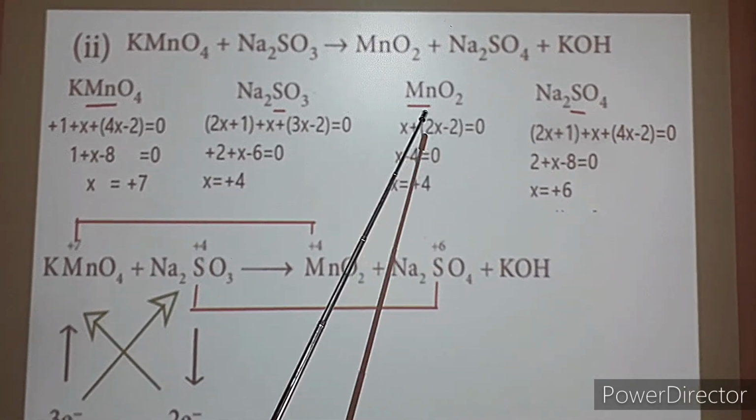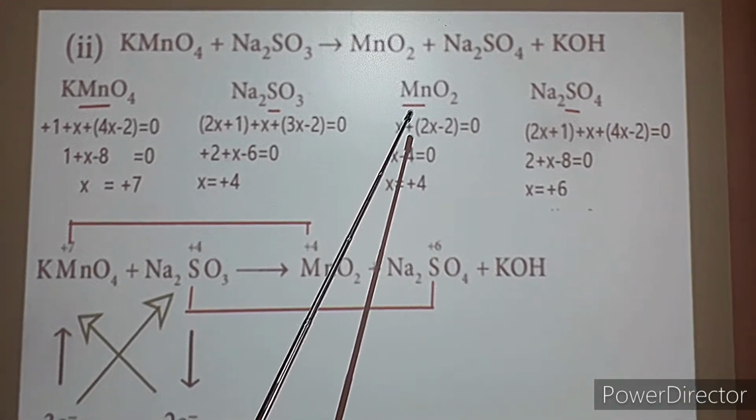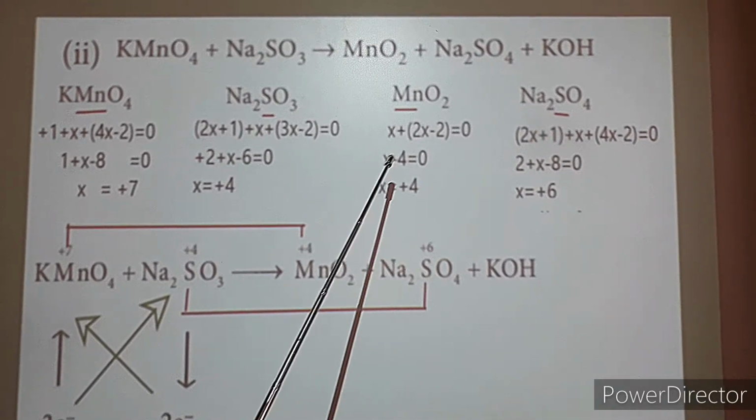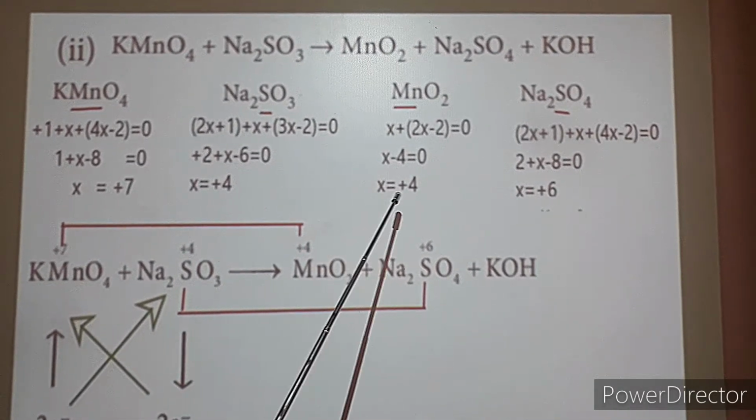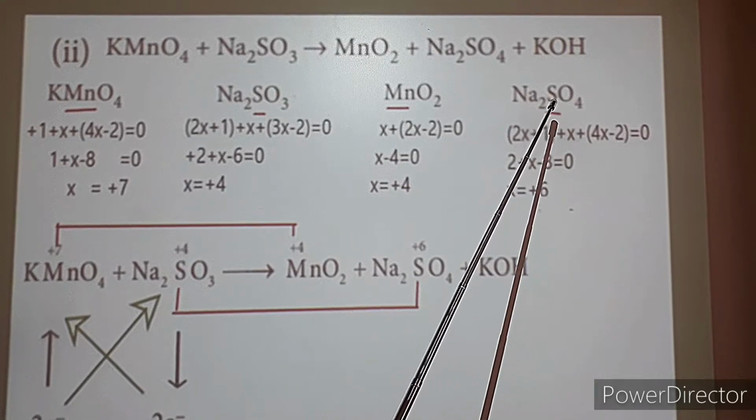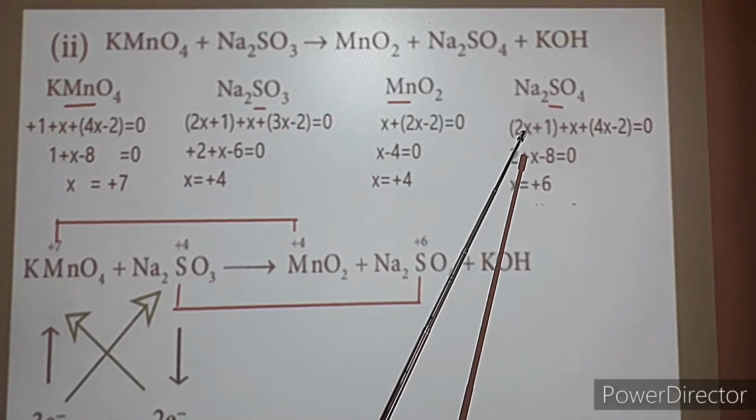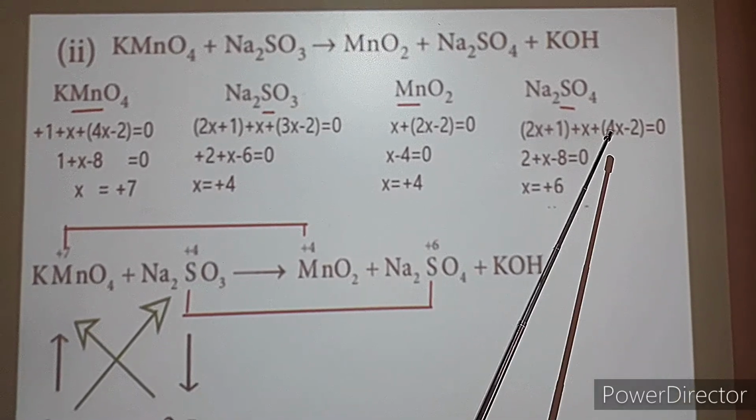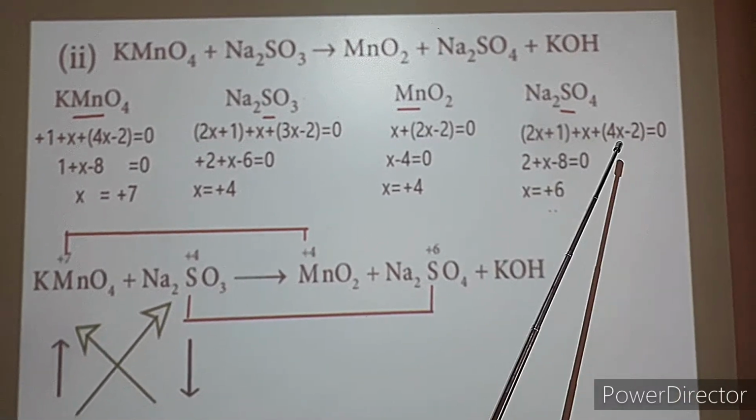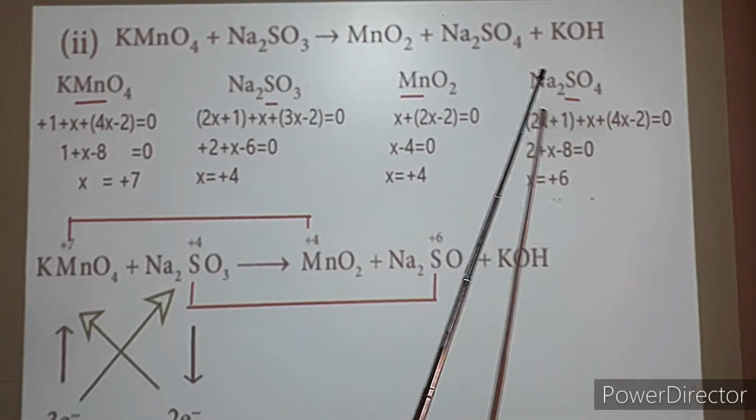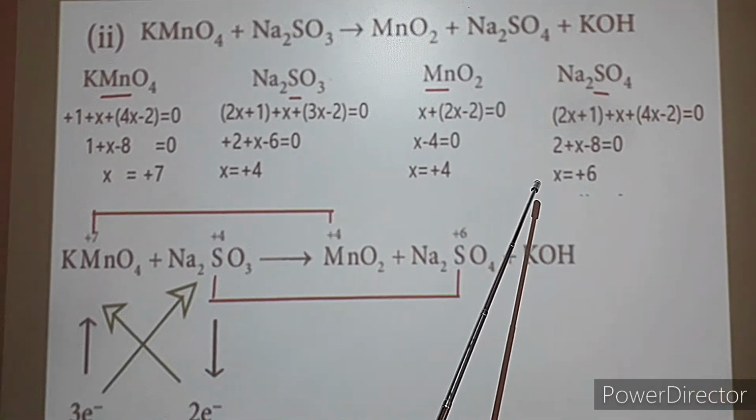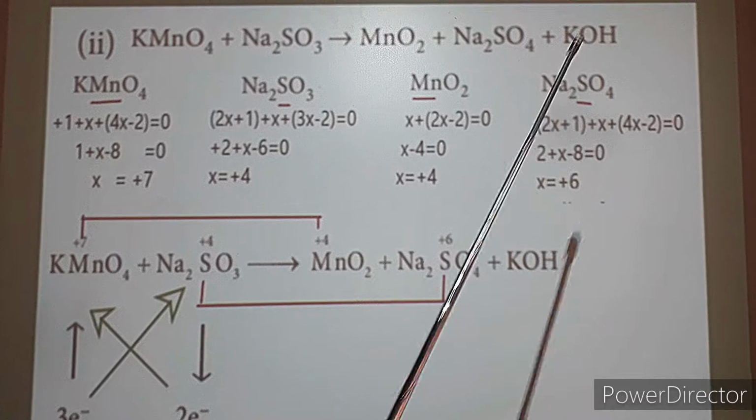Here manganese dioxide, for manganese put X, and 2 into minus 2 equal to 0. For manganese oxidation number we are getting plus 4. And sodium sulfate, sulfur we have to find out. For sodium plus 1, so 2 sodium is present there, so 2 into plus 1, X, plus 4 into minus 2 for oxygen, equal to 0. It is also a molecule, so equal to 0. Afterward we get X value plus 6 for sulfur.